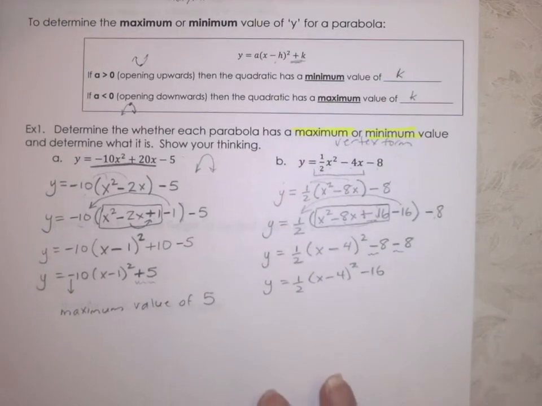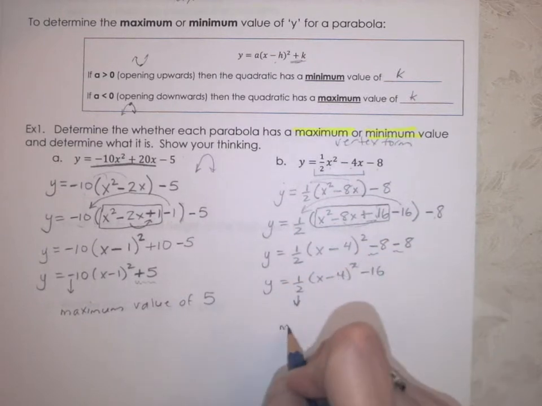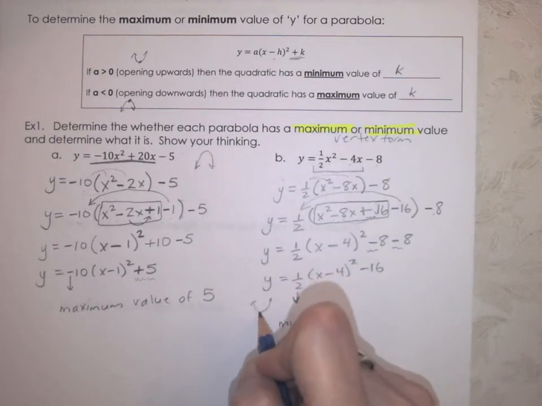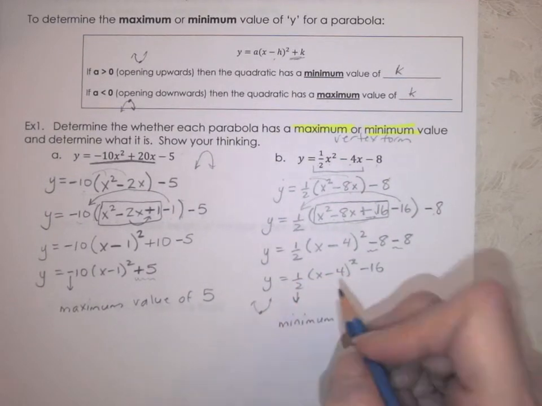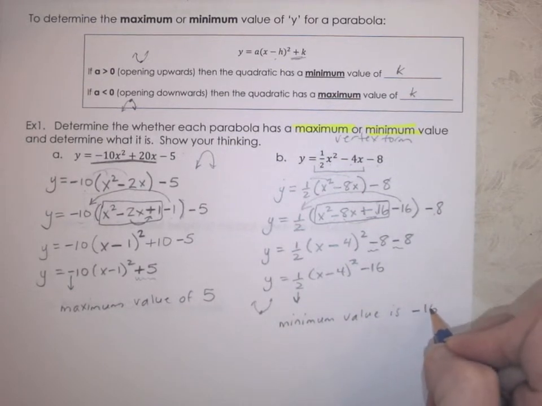So now we have our parabola written in vertex form instead. So this tells us there's a minimum because it's positive. The a value is positive, which means it's opening upward. So it has a lowest point or a minimum. And its minimum value is -16, the k.